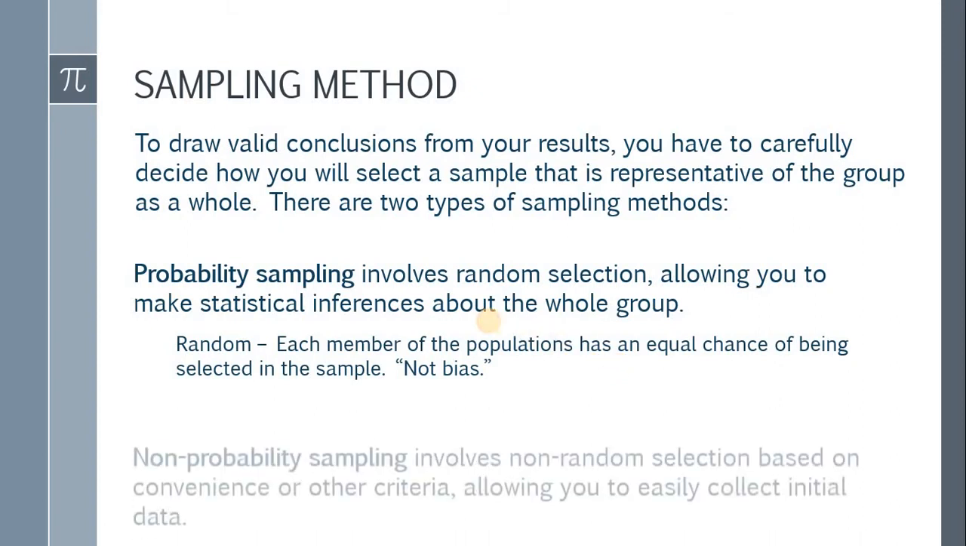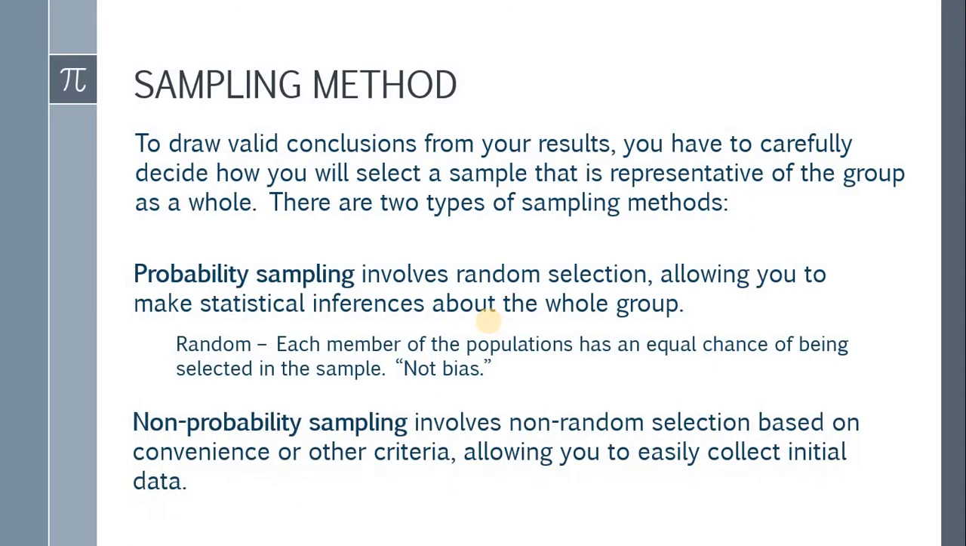Next, we have non-probability sampling. It involves non-random selection. So, kanina ay random. Ito naman is non-random. Non-random selection based on convenience or other criteria, allowing you to easily collect initial data. Pero hindi siya random. Kumbaga, yung non-probability sampling ay may pagka-bias.